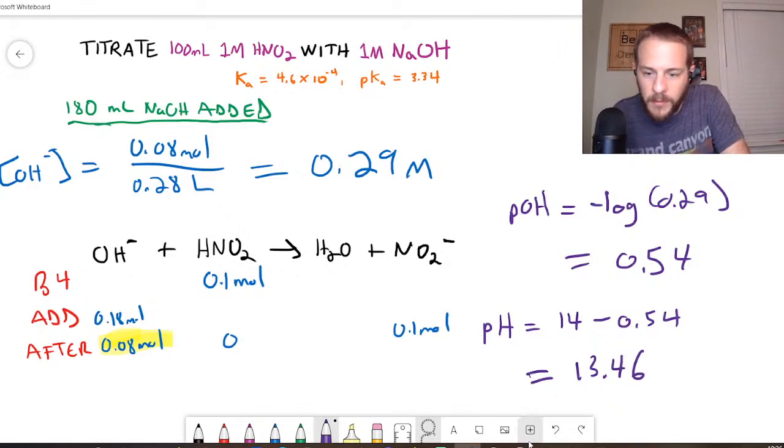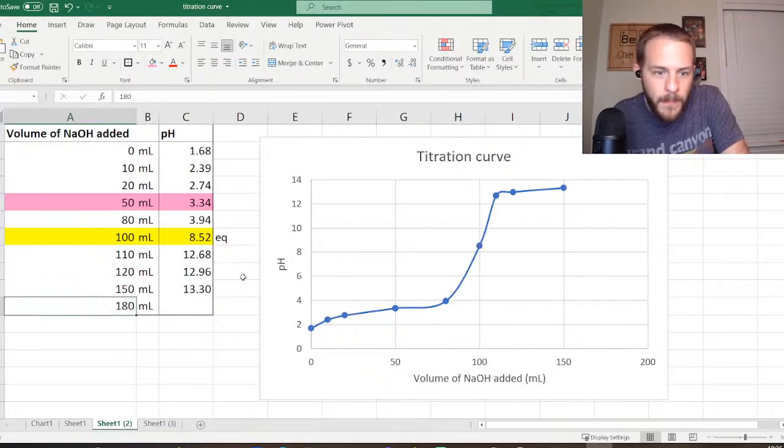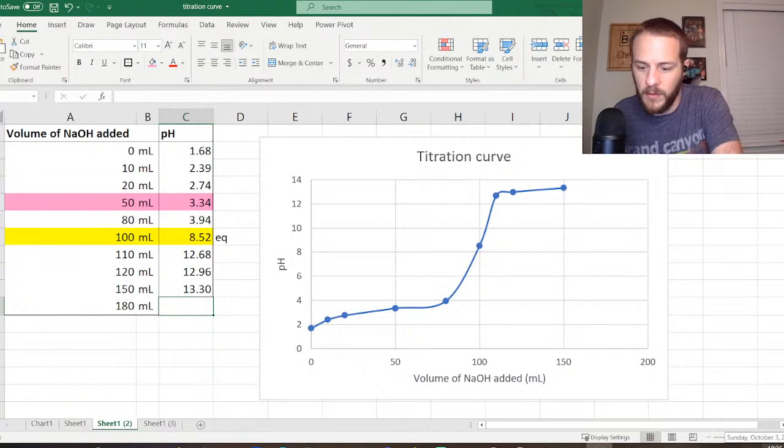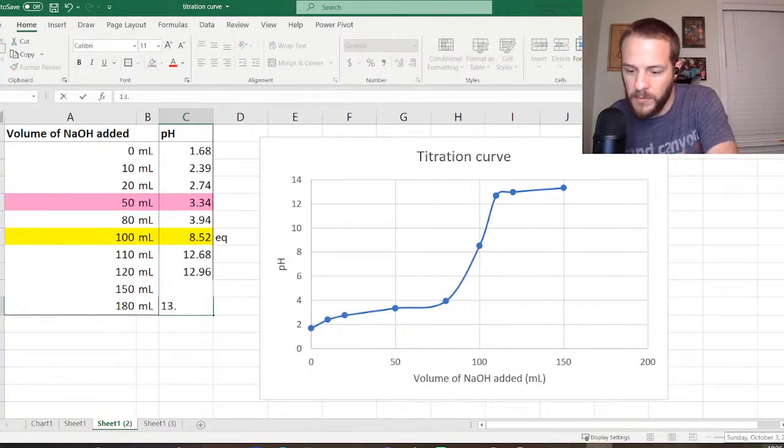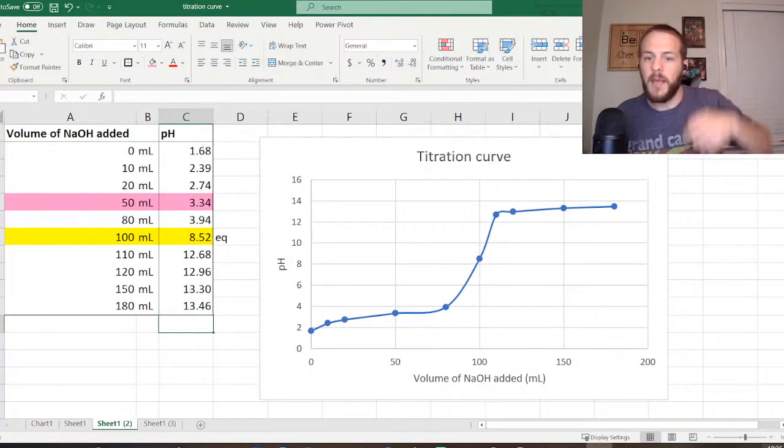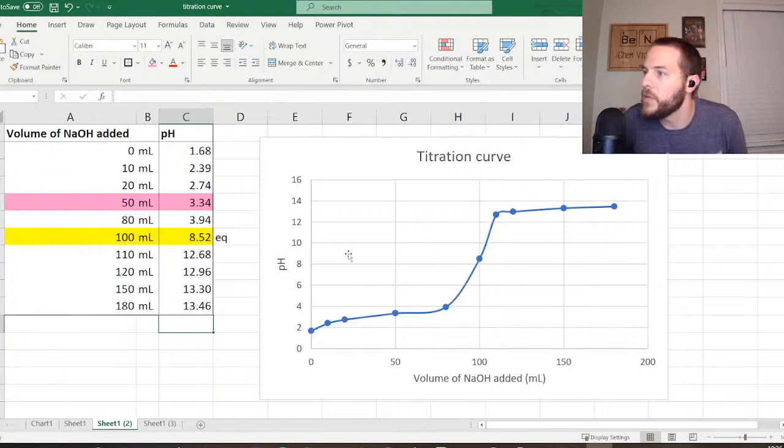So let me go ahead for the last time and throw 13.46 in the spreadsheet here. Okay, so again, this is our finished product, our finished titration curve.